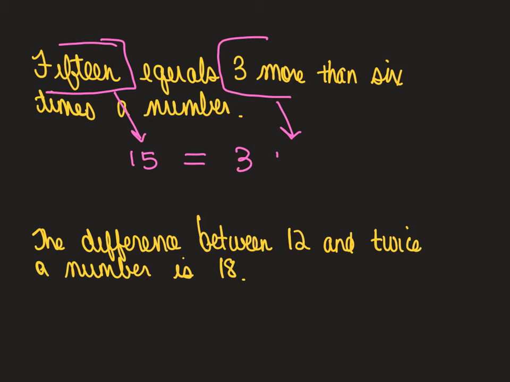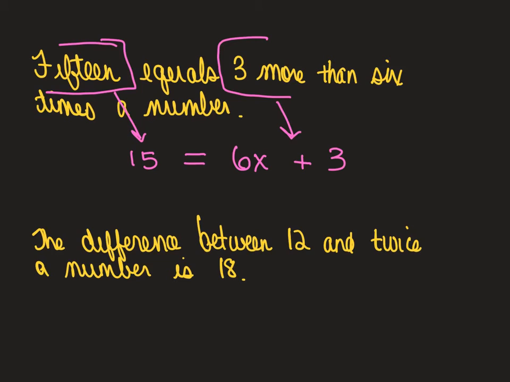3 more than does not look like this. If it was like that, it would say 3 plus. 3 more than is when I put the 3 in the back. 3 more than 6 times a number means I smush them together. And there we go. Now that we've translated it, we could solve it if the book asked us to. I don't know if they do.